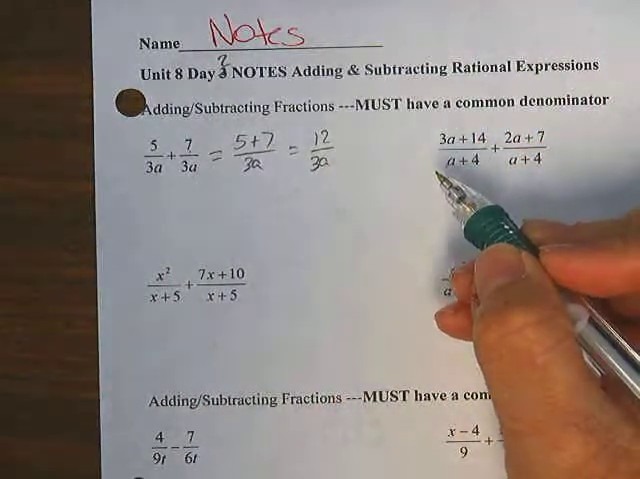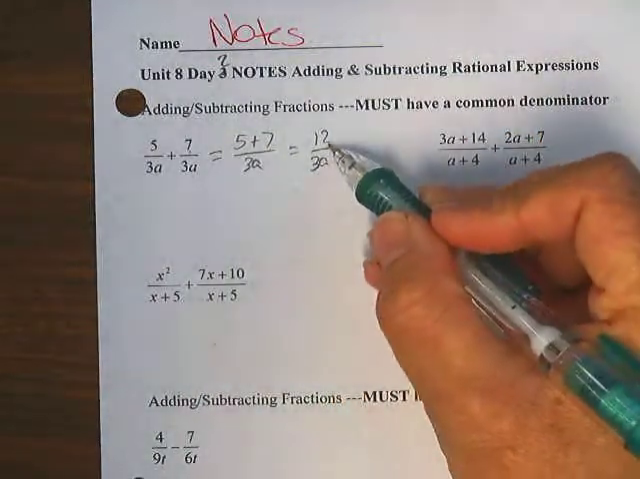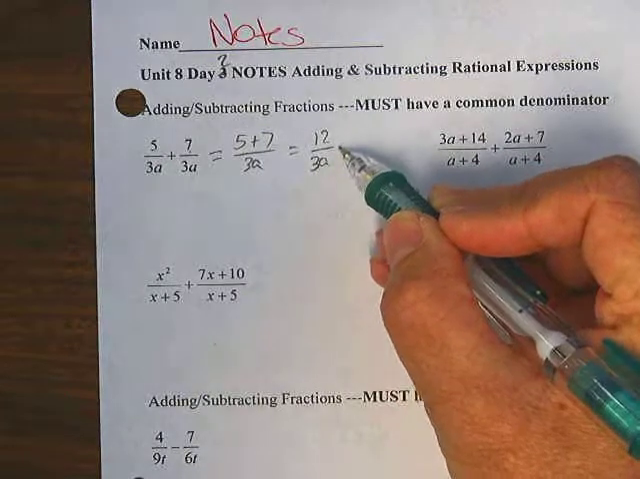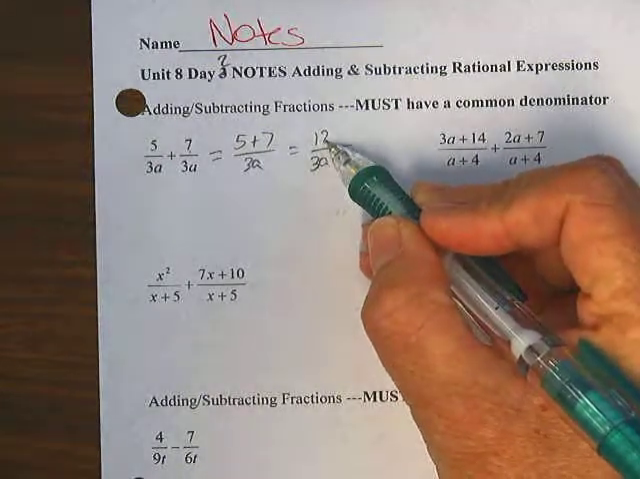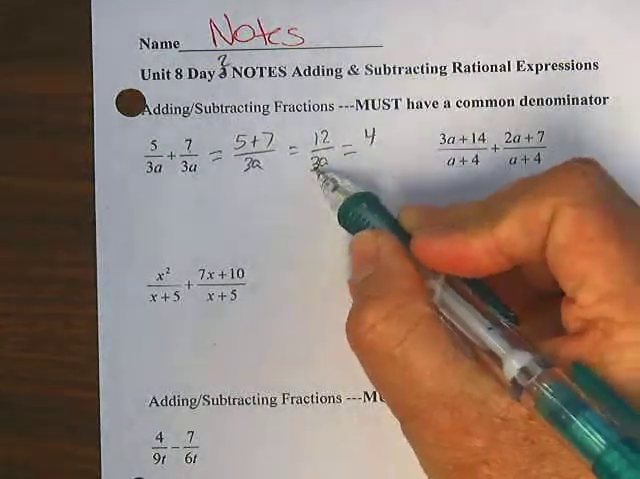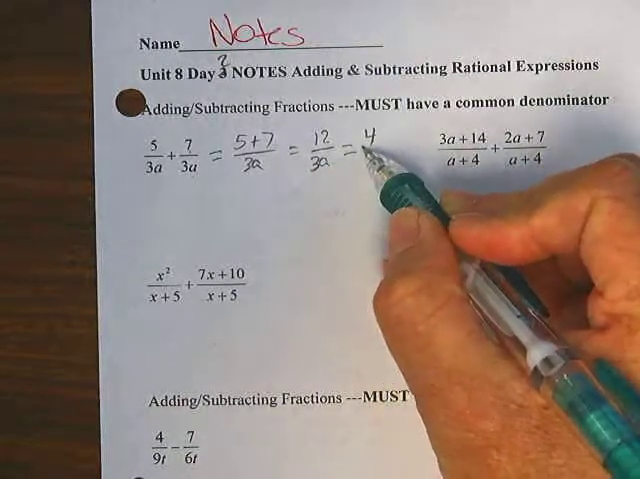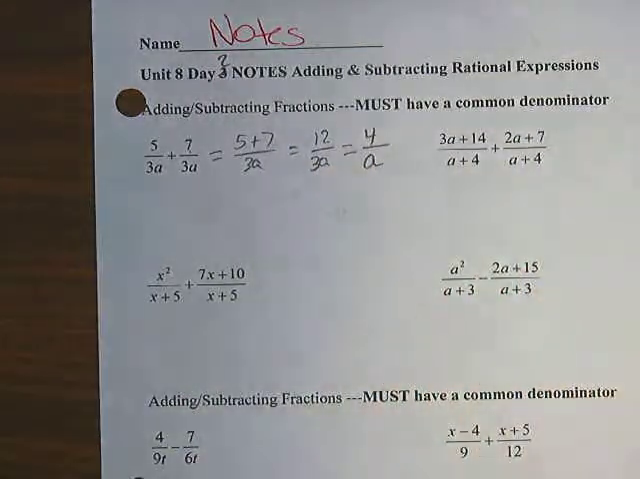And now we always want to see if we can reduce it. And 12 and 3 both have a number in common, which is 3. 3 goes into 12 four times. 3 goes into 3 once, so we just have 1a, our a on the bottom.